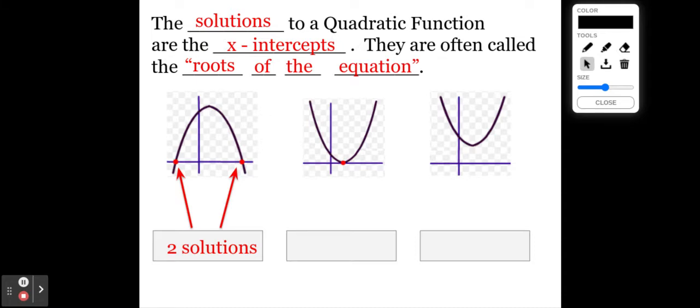Now, the one in the middle, do you see how the vertex is touching the x-axis? When the vertex is the only point touching the x-axis, there's only one x-intercept, so there's only one solution. And if you have a parabola that's floating above the x-axis or maybe below the x-axis, it's not going to touch it at all. So we would say that has zero solutions or no solutions. So these are the three different ways that a parabola could look on a coordinate plane. So when you're finding solutions, you're either going to have two solutions, one solution, or no solutions, depending on how many times it touches the x-axis, because a solution is the x-intercepts.